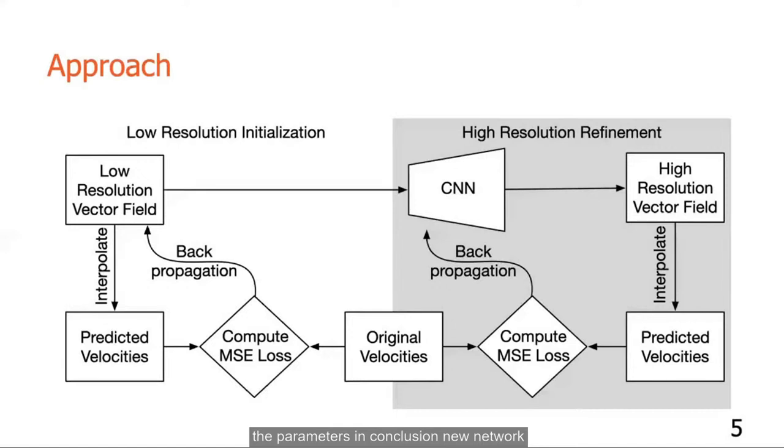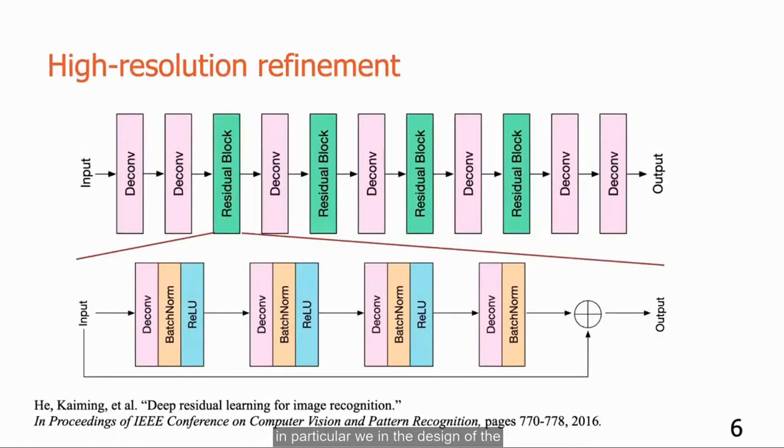In particular, in the design of the convolutional neural network in high-resolution refinement, we apply several deconvolution layers for upscaling. After each deconvolution layer, we also follow a residual block to improve the performance. In addition, applying residual blocks can also prevent gradient vanishing in training from the low-resolution flow field to the high-resolution one.